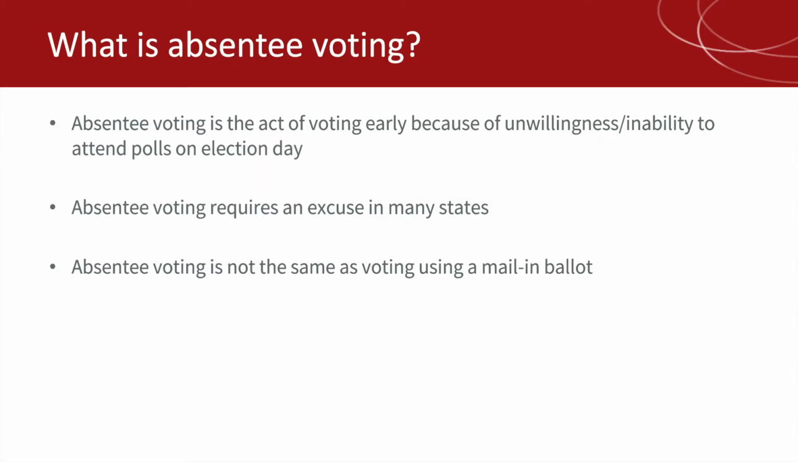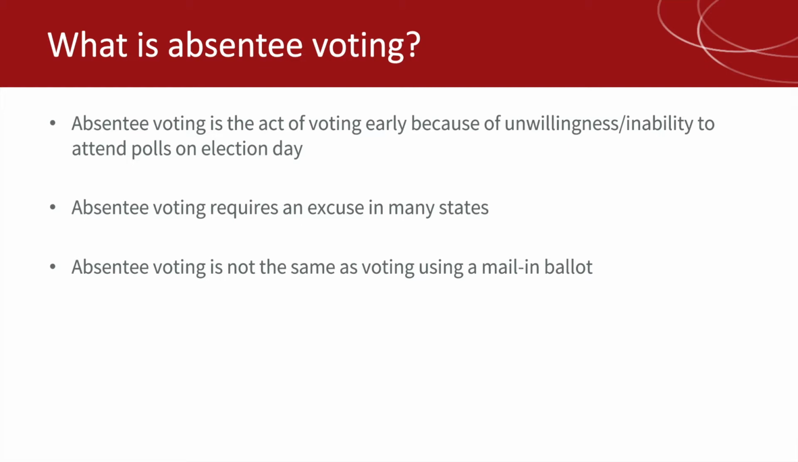Absentee voting is the act of voting early, either by mail or in person, when an individual is unable or unwilling to attend the traditional polling location on Election Day. There are several reasons why you may want or need to vote absentee. For students who vote in their home state, being on campus during the election is a valid reason for voting absentee. It is important to note that voting absentee is not the same as voting using a mail-in ballot.